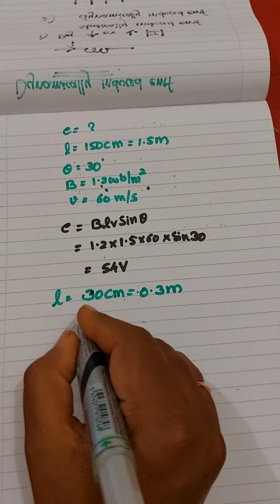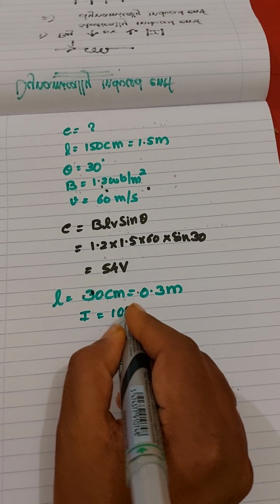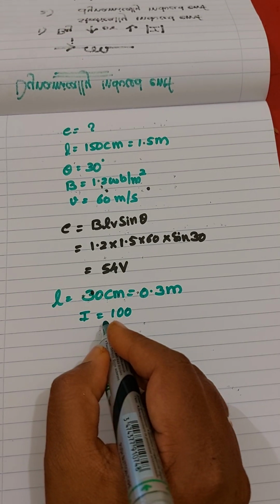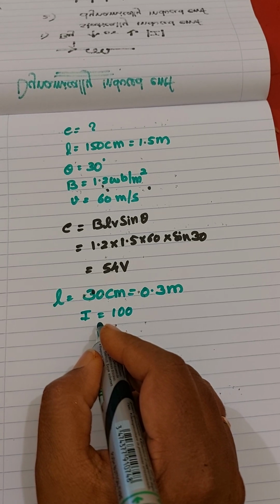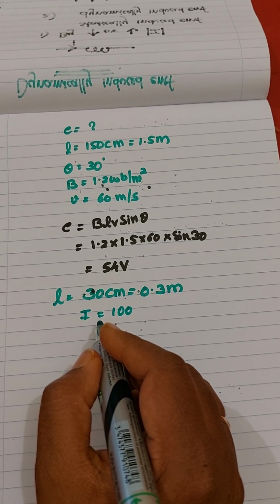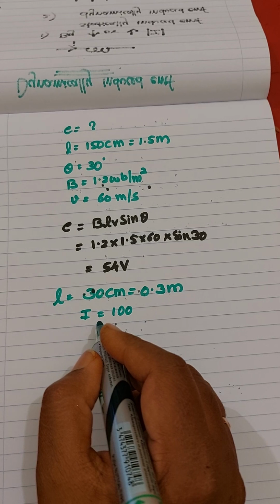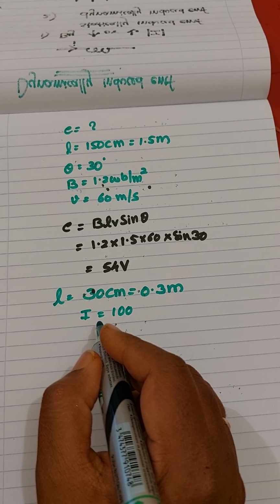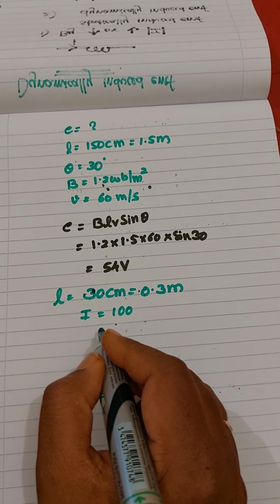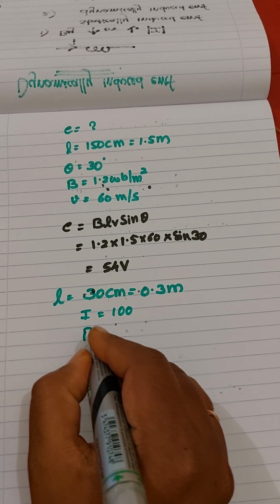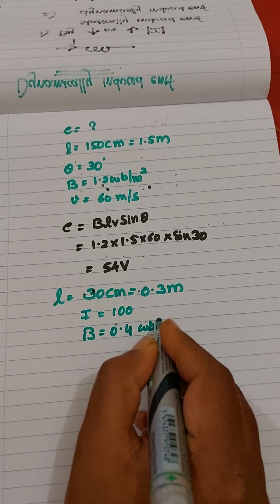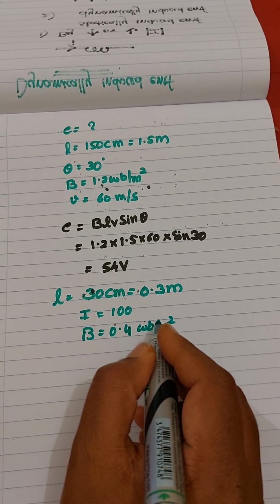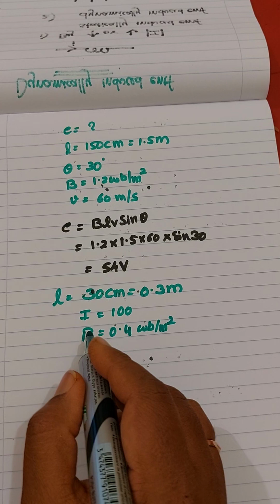So the current in the coil is 100 amps and it lies at a right angle. Here they are talking about the angle as a right angle to a magnetic field strength of 0.4 Webers per meter square. Calculate the force in newtons exerted on it.